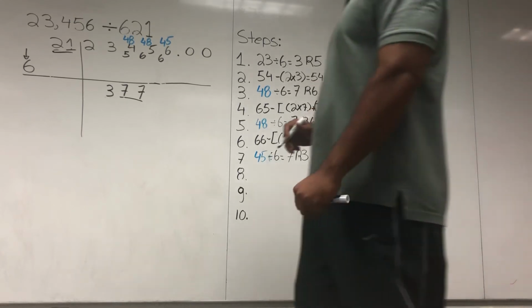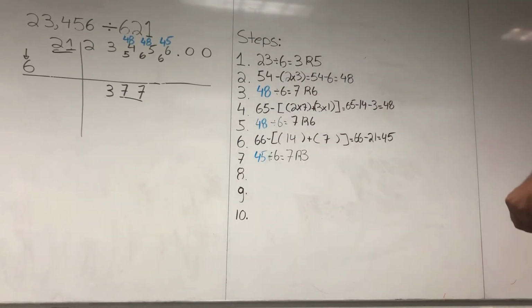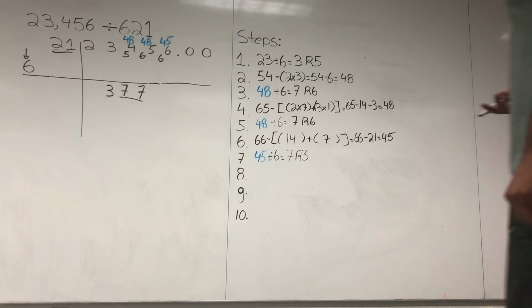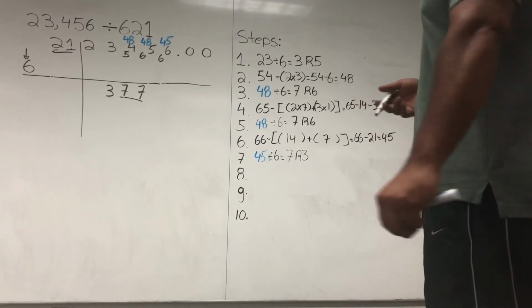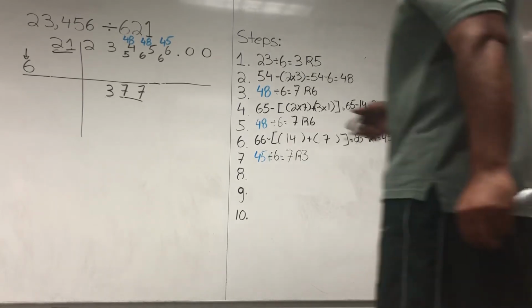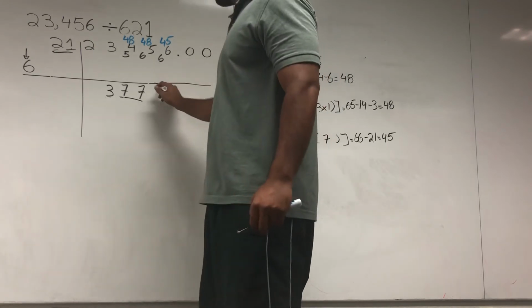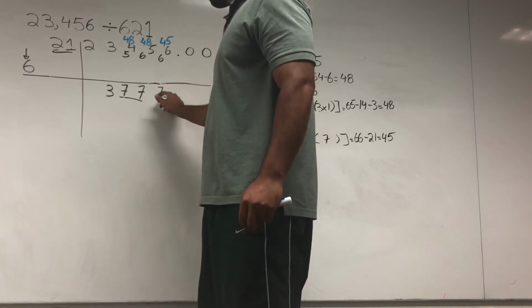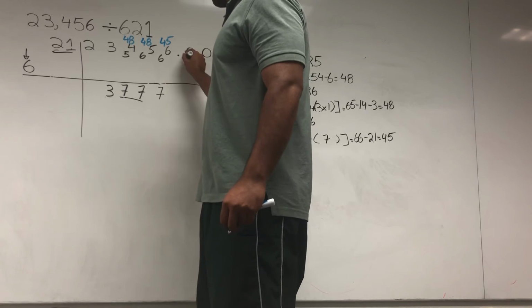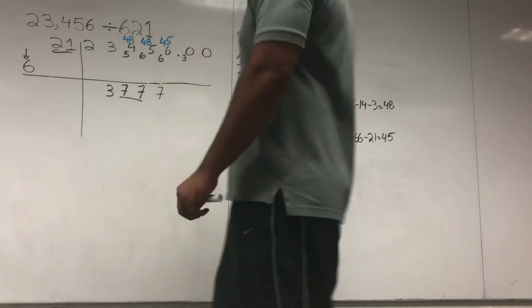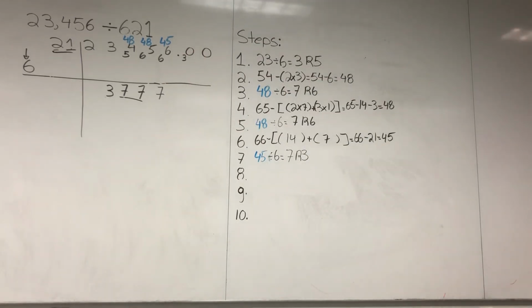So, 45 divided by 6 is 7, remainder 3. So, I'm going to put a 7 right here, and I'm going to put a 3 right here. Okay? You have a lot of 7s, just a coincidence. Just happens to work like that.